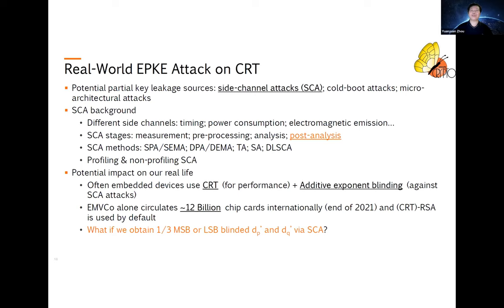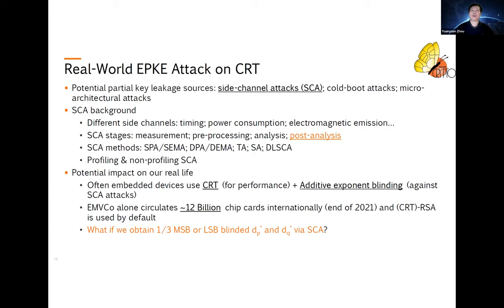But we further looked into what the impact would be in the real world. How will this EP key attack behave in real life? So we consider demonstrating an application of this EP key attack in the real world, as I'll show you in the next slides. As you know, the partial key leakage sources for partial key exposure attacks come mainly from side channel attacks, cold boot attacks, or microarchitecture attacks. And in this work, we were considering side channel leakage.